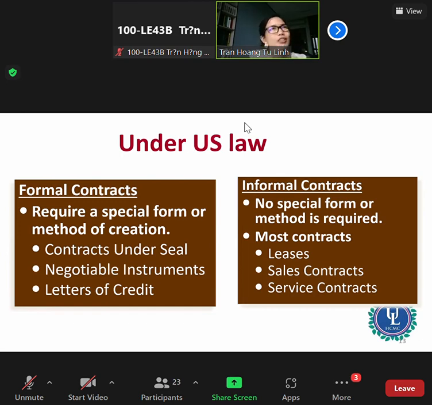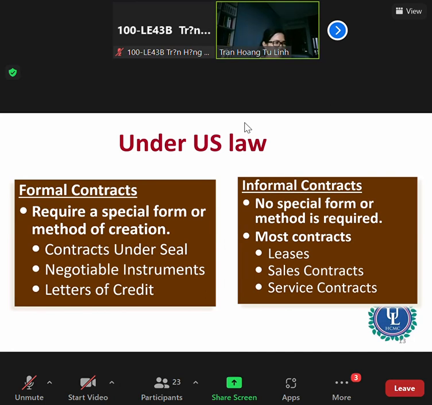So when we hear something formal, we think that it should be in writing, right? But under US law, it's not just like that. It requires more. It must be in a certain format, in a certain form. There is a specific type of language required, okay? Informal contracts, this is very easy, right?